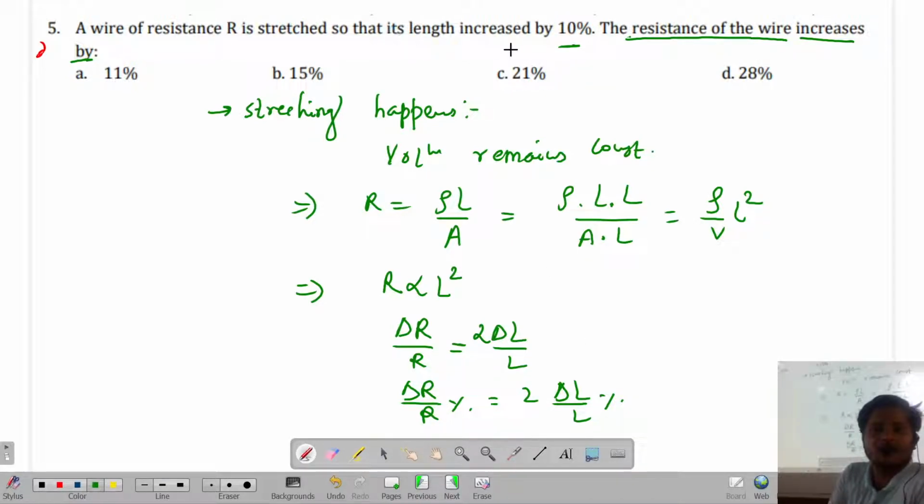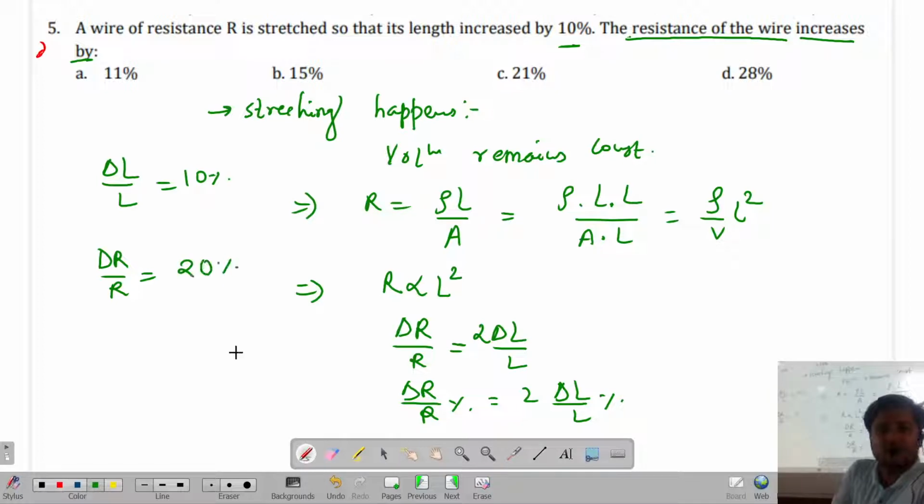It is given now. How much is the length increased? It is given as 10%. So delta L by L is 10%, and delta R by R is going to be how much? 20%. Got it or not? But what is delta R? Delta R is nothing but new resistance minus initial resistance, divided by initial resistance, and that is equal to 20%.